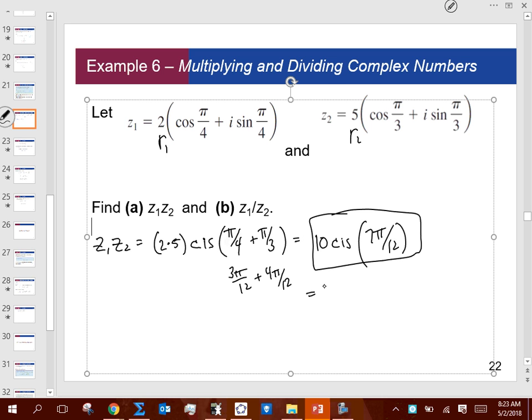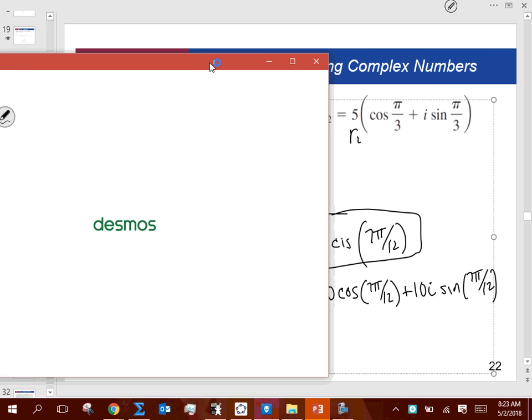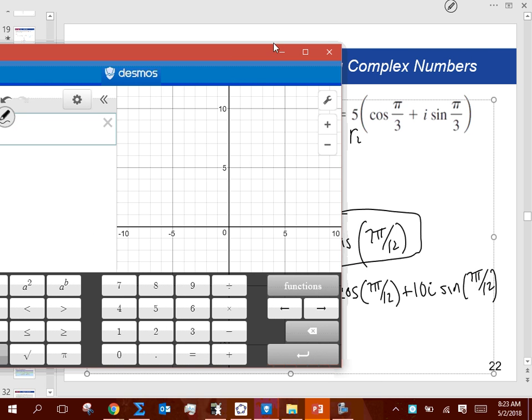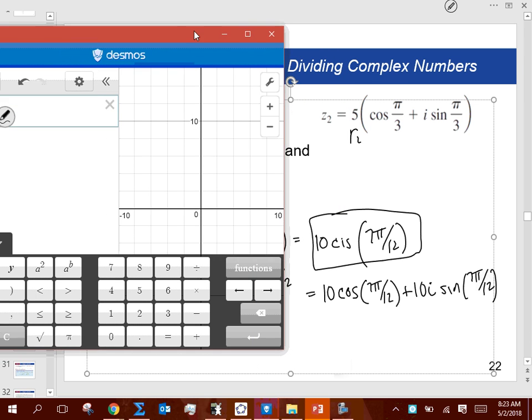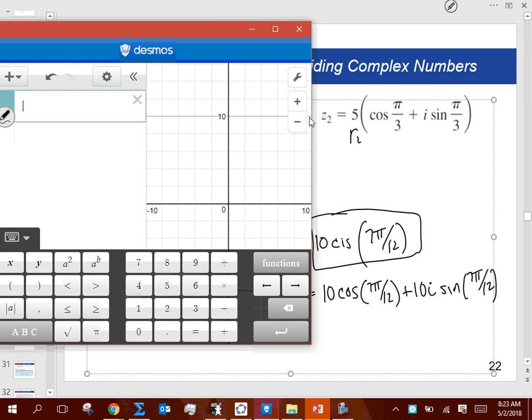But if you're wanting to expand that, be a little bit more specific, you can go 10 cosine 7 pi over 12 plus 10i sine of 7 pi over 12. Okay. Now I'm interested just briefly here in seeing if we can evaluate this thing real quick, because we should be able to see if we have the correct answers.